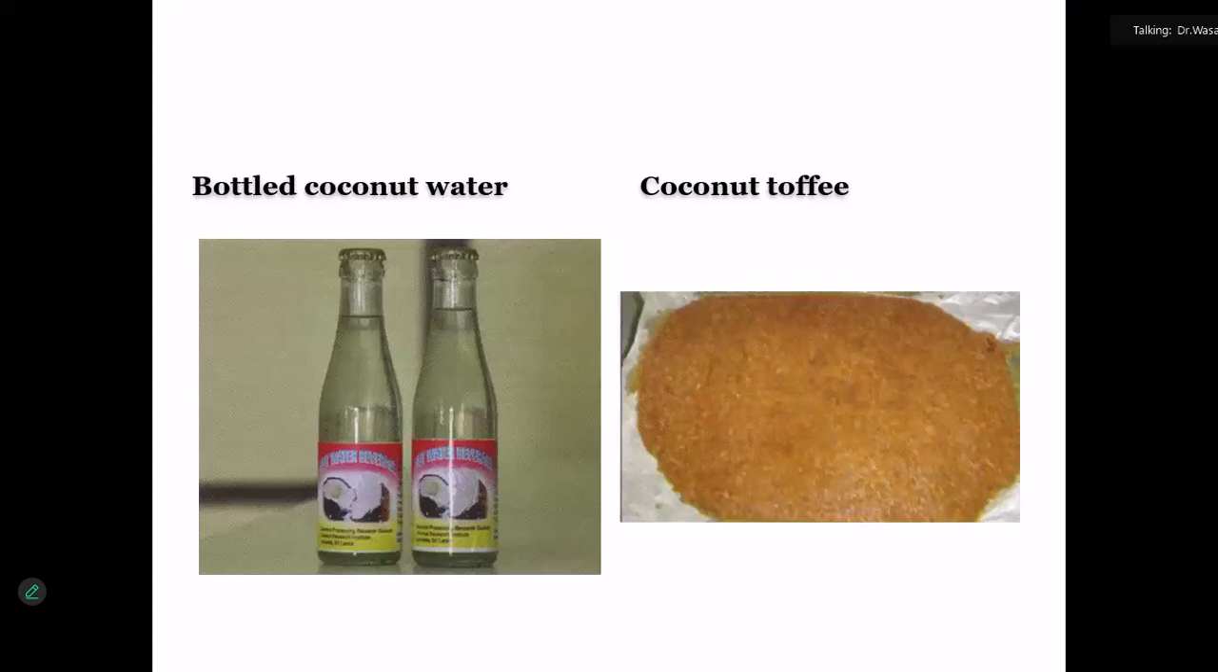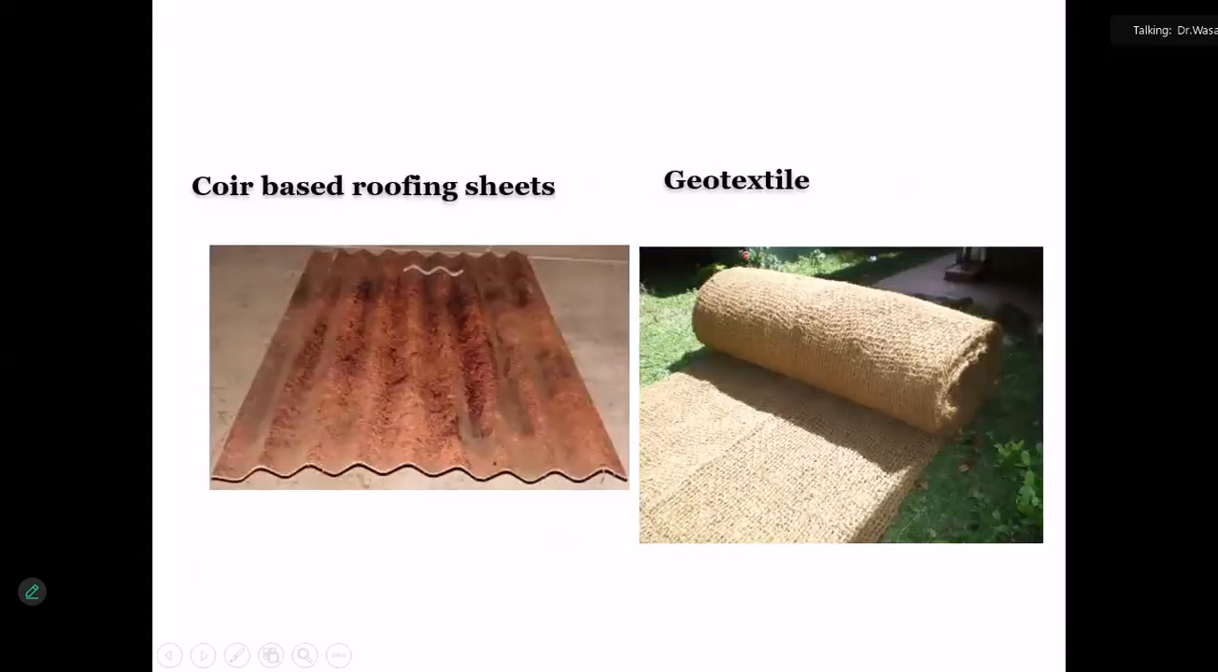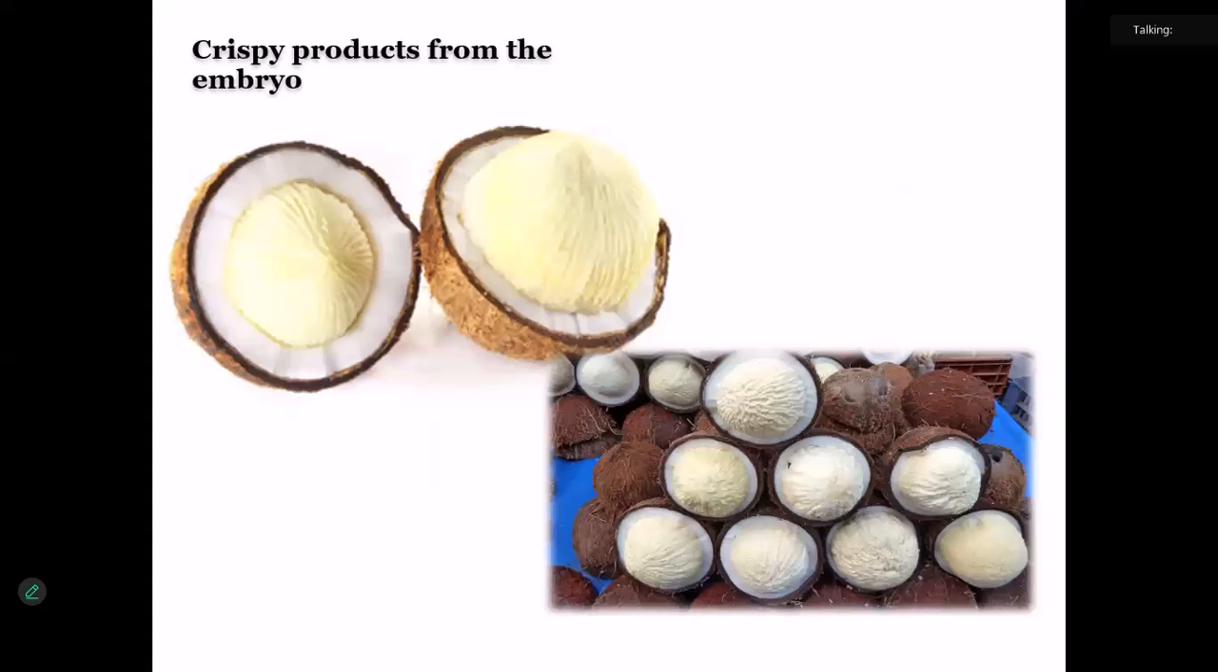In Sri Lanka now there is a very good market for bottled coconut water. So many companies export it. Then coconut toffee and paste. These are the fiber products: bristles, coir roofing sheets, and geotextile. We are discussing them later. Geotextile is used as a soil cover, mulch. These are the haustorium, embryo.